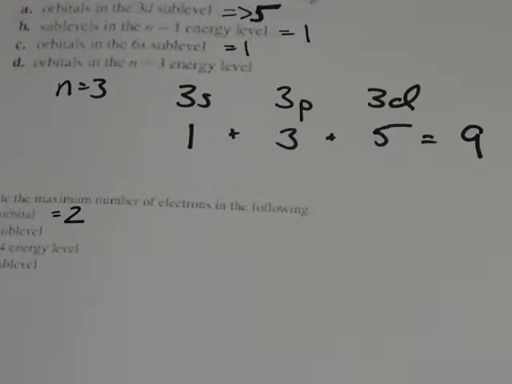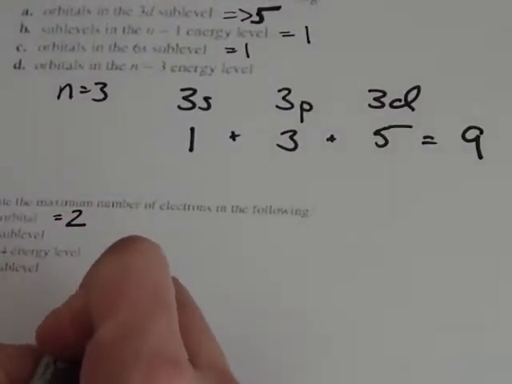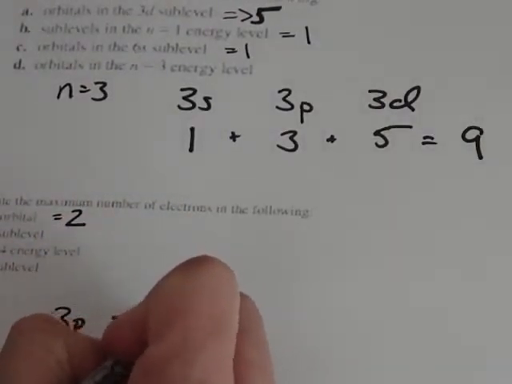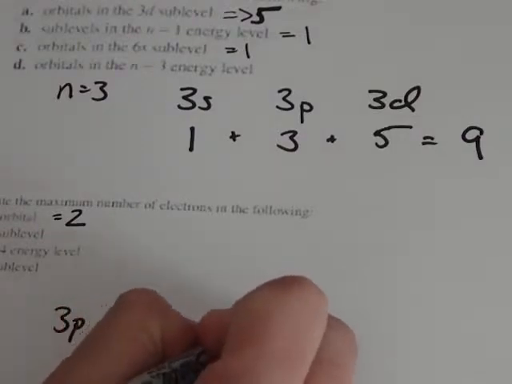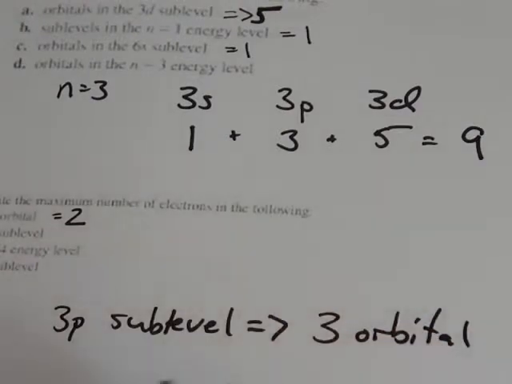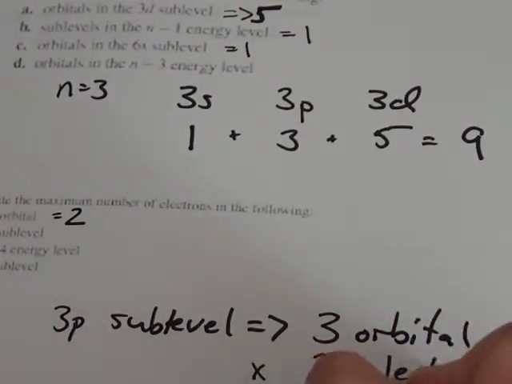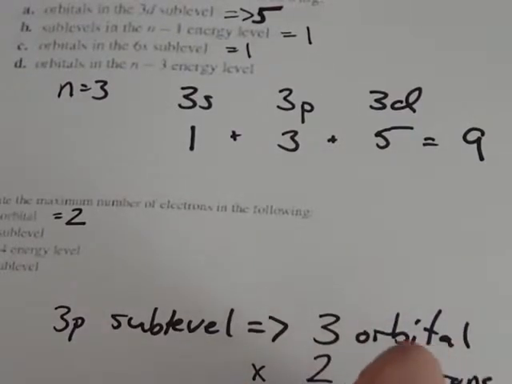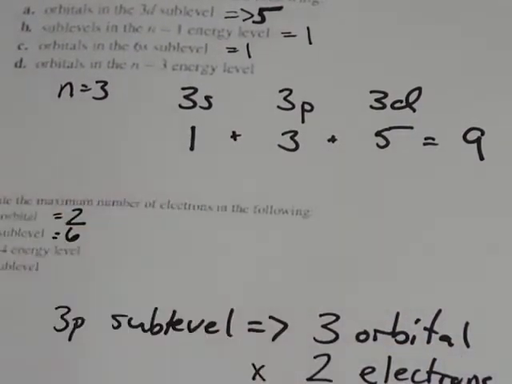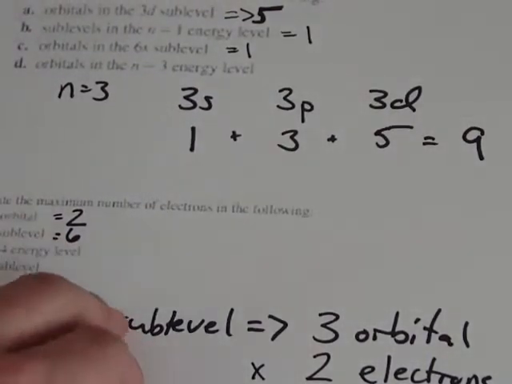Now, if it asks for the 3p sublevel, well, the 3p sublevel has 3 orbitals, and each can have 2 electrons. So we can have a maximum of 6 electrons in the 3p sublevel. And that's kind of how you work through problems like these.